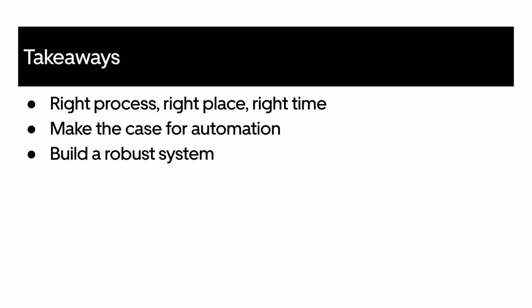The second is make the case for automation. So you really need to speak the language of the business and be able to clearly quantify the full cost of fulfillment, and then also be able to gauge the level of savings that are possible through automation. And then lastly is build a robust system, which means basically build with scale in mind and make sure that you can grow your system to accommodate additional demand and squeeze as much as you can out of your compute or your resources.